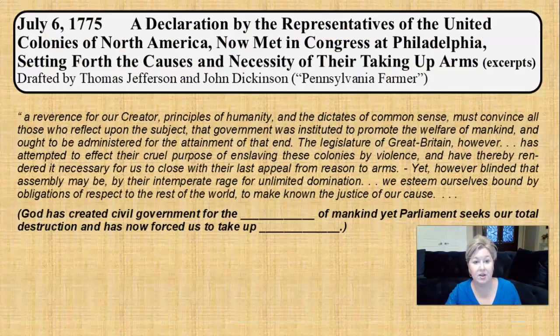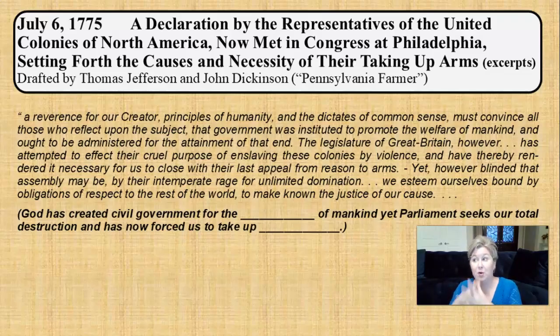They also draft the declaration. It's a very long name, y'all, but a declaration by the representatives of the United Colonies of North America, now met in Congress at Philadelphia. But here's the gist: setting forth the causes and necessity of their taking up arms. Here's why we've had to take up arms. And here's what they say.